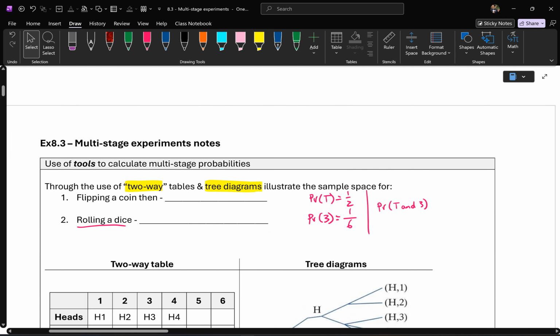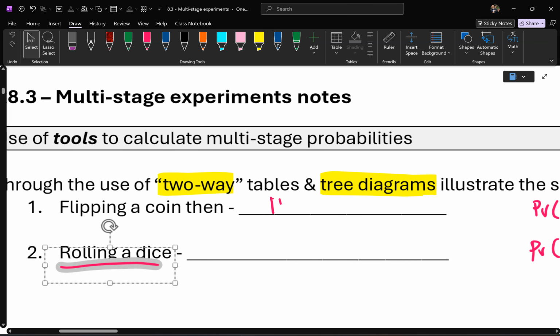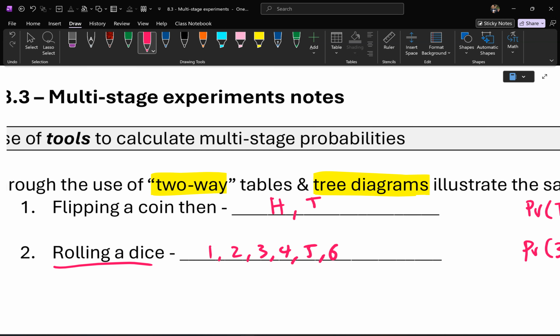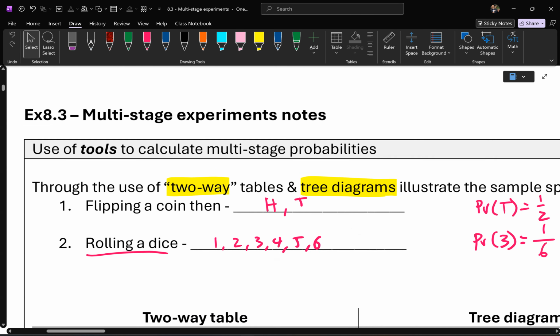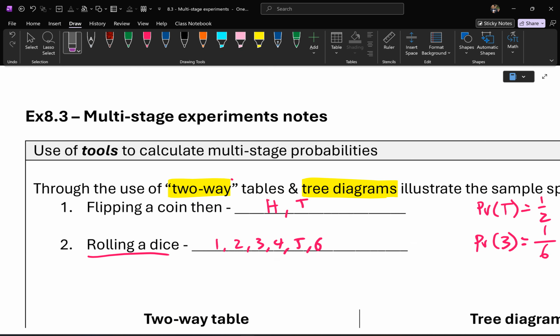So this is what we call multi-stage. You're able to do single stage. Multi-stage is when we add on multiple things, yeah? So here in this case, you told me you knew flipping a coin had either heads or tails. You also knew that rolling a dice was 1, 2, 3, 4, 5, or 6. Now, in these scenarios, you can use either a two-way table or tree diagrams to visualize what's happening. To me, in this scenario specifically, a two-way table is probably better, and I'll show you what it looks like.